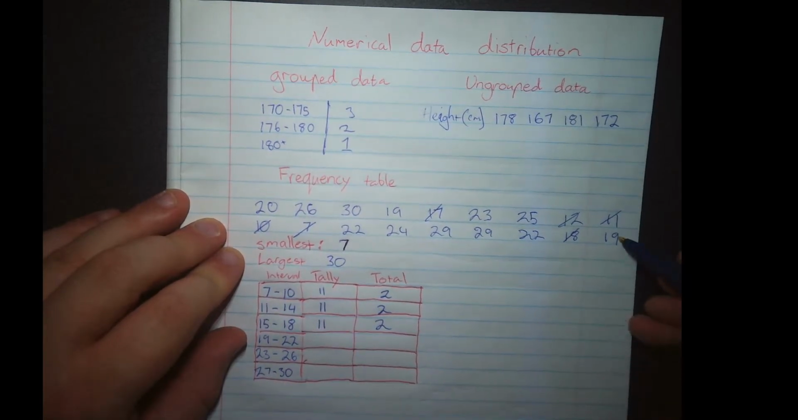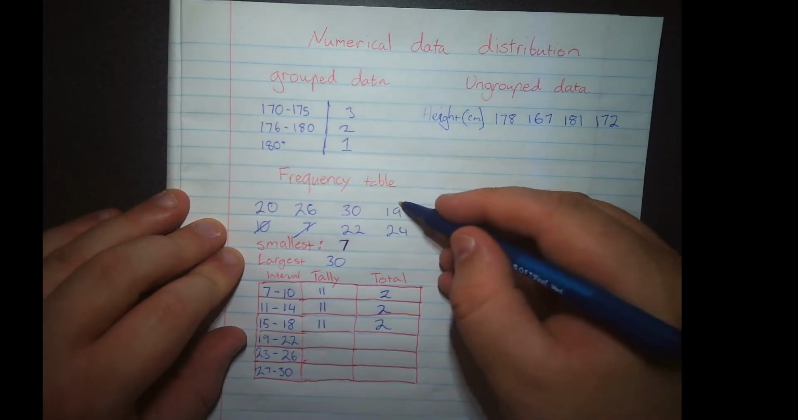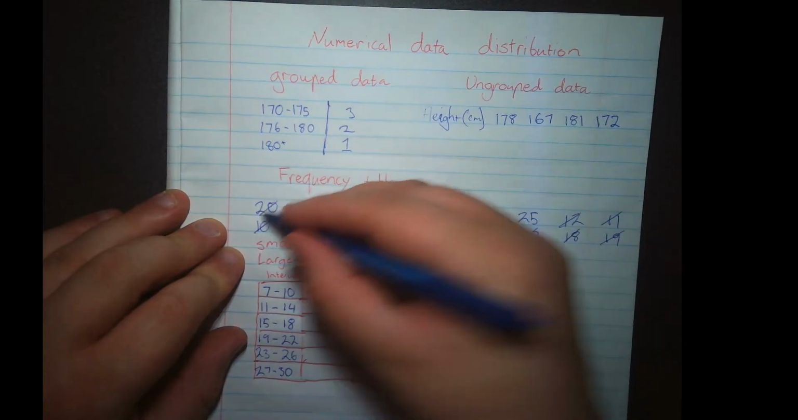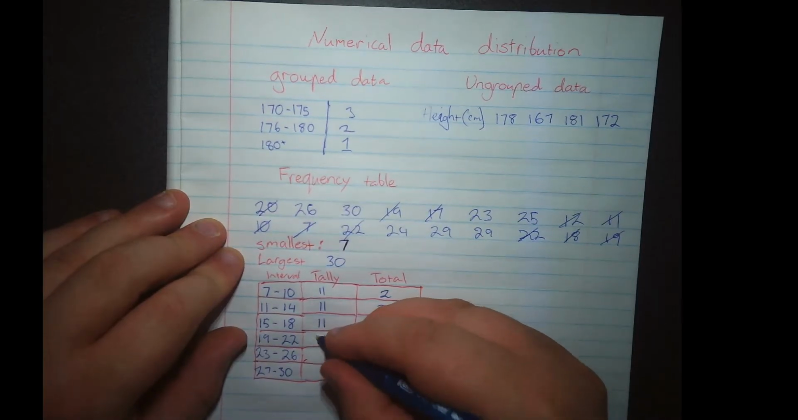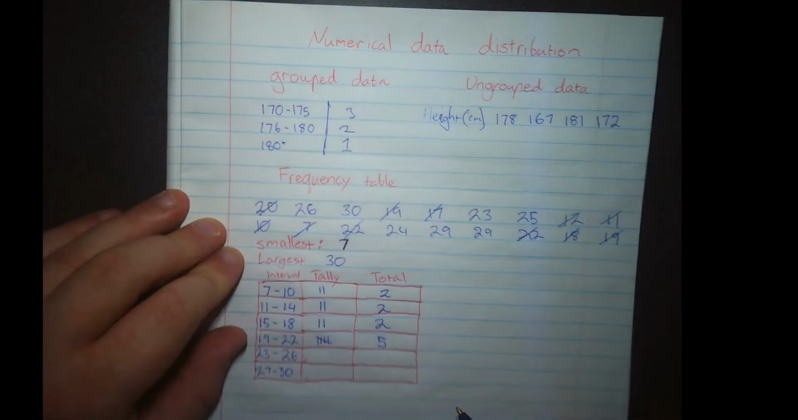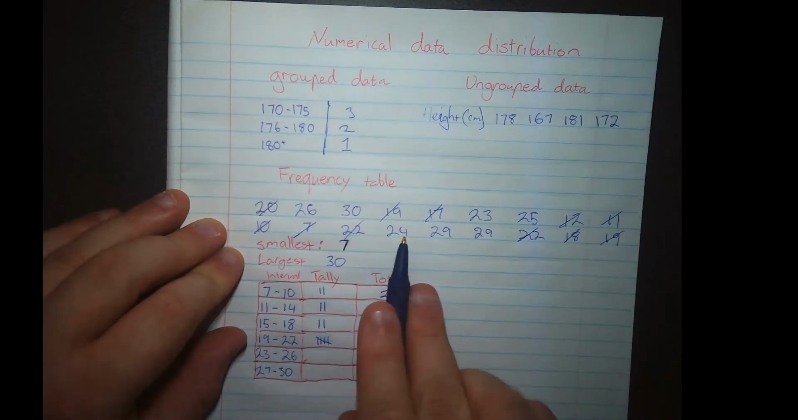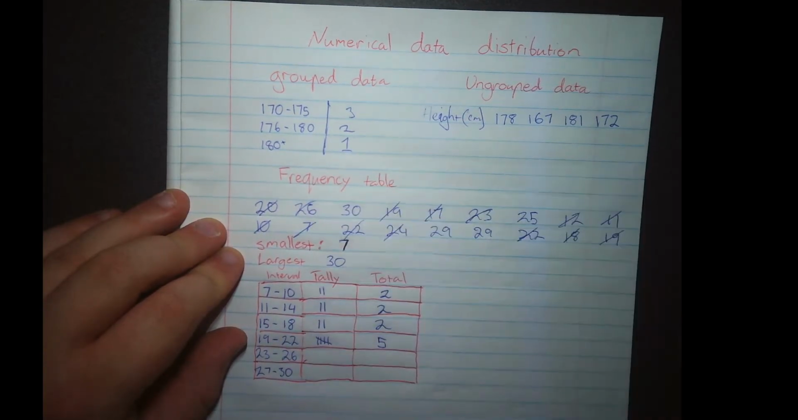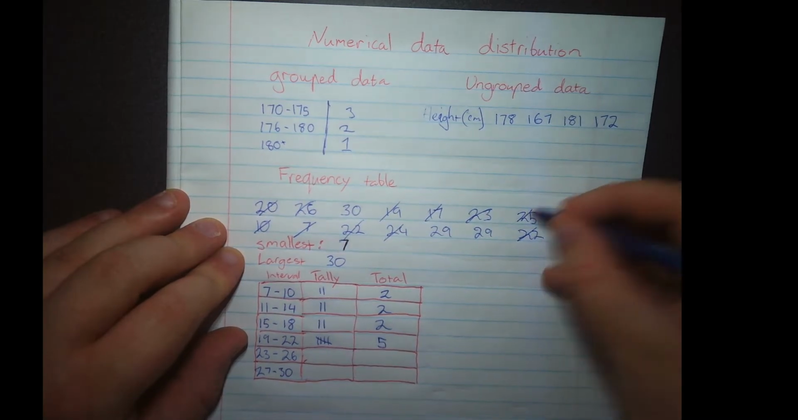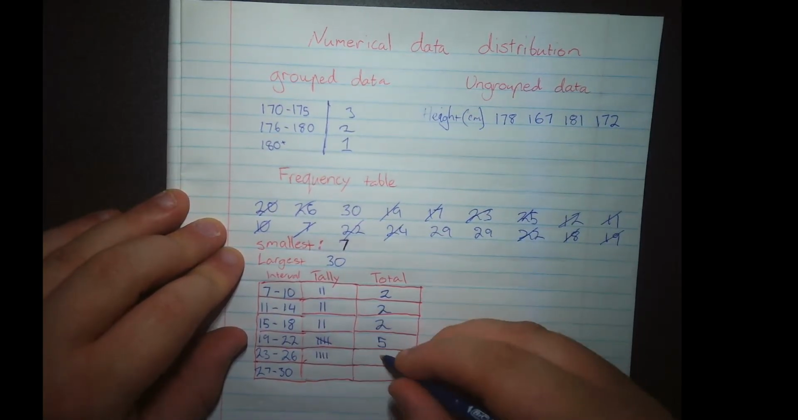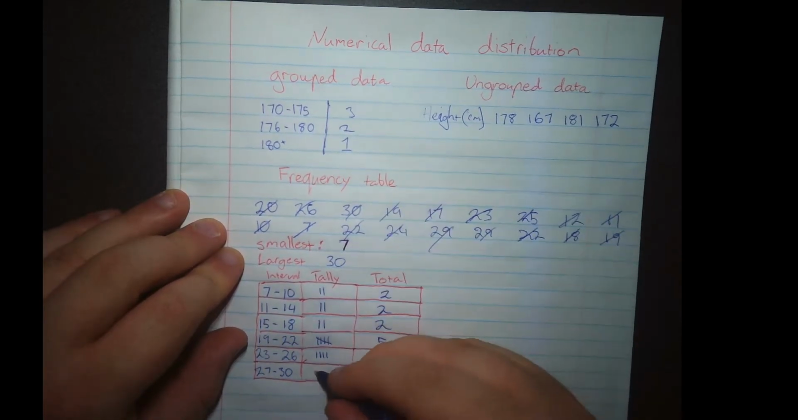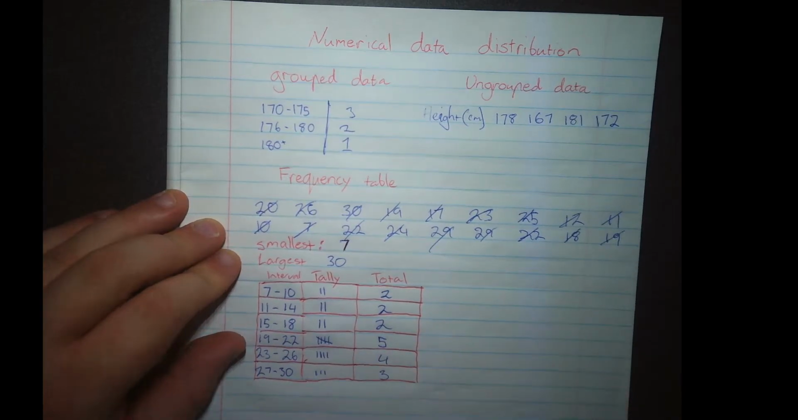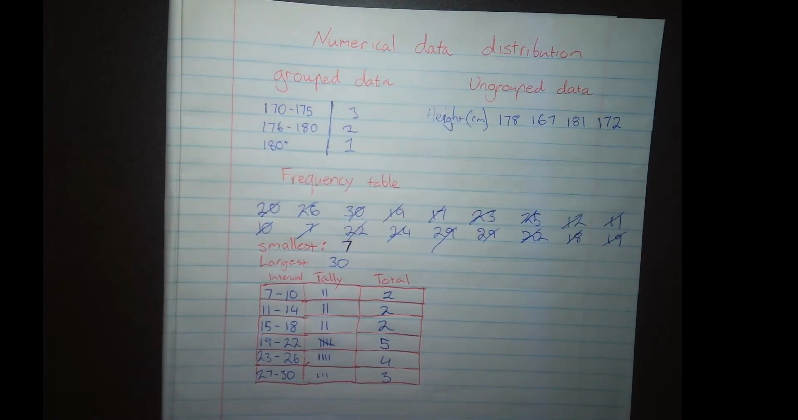19 to 22, I have 1, 2, 3, 4, 5. I think it's just 5. 23 to 26, I have 1, 2, 3, 4. And then lastly, I've got 29, 29, and 30, which is my final 3. Right? And that's my frequency table for the distribution of marks for this particular test, if that makes sense.